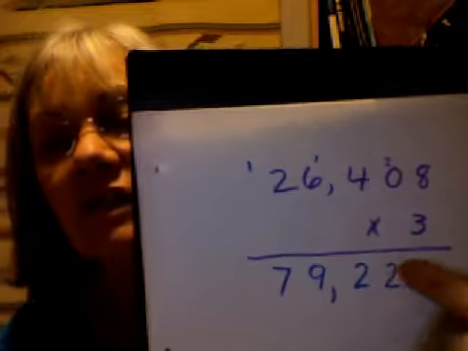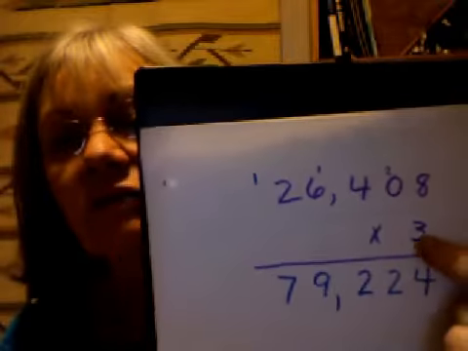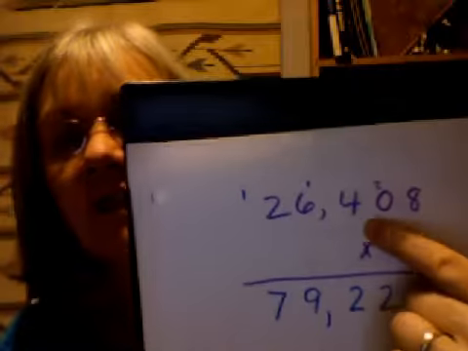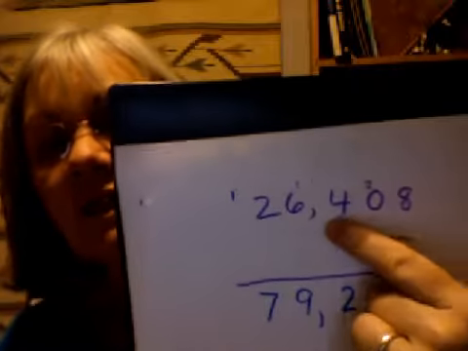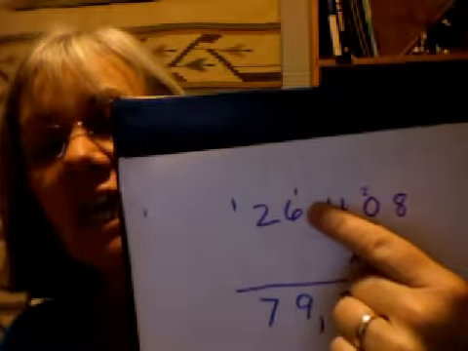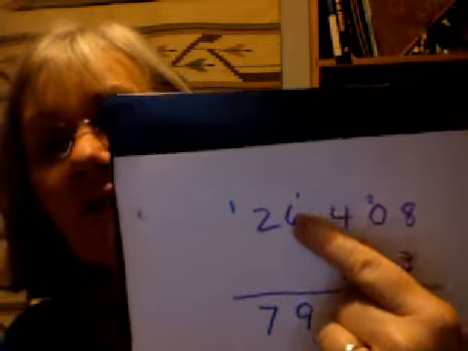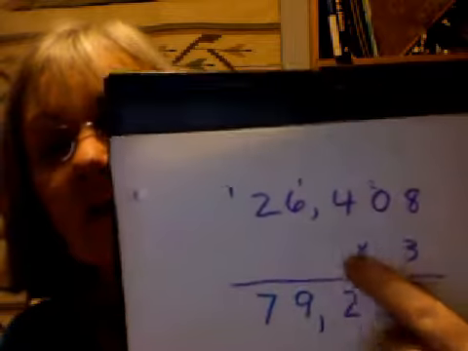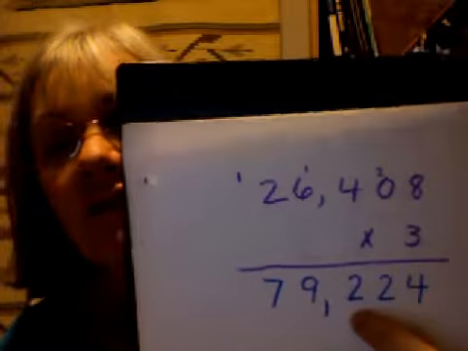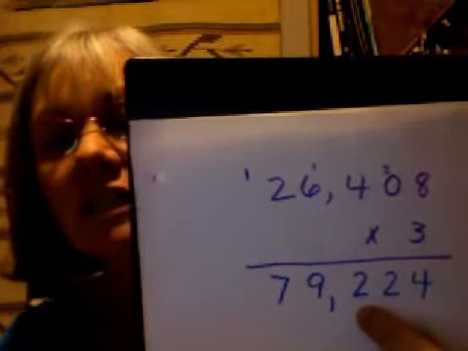Next, multiply the hundreds. 3 groups of 400 is 1200. We regroup the 10 hundreds into the thousands column. There's 1,000, and the 200 is here in our answer in the hundreds place.